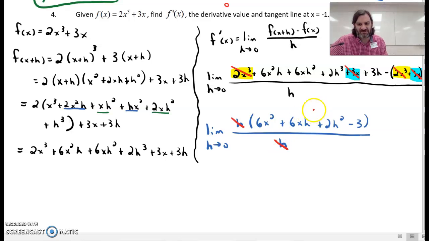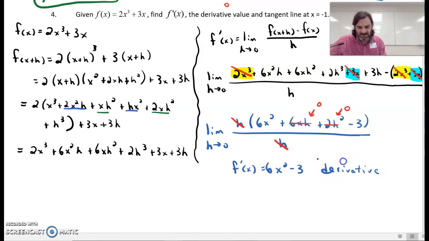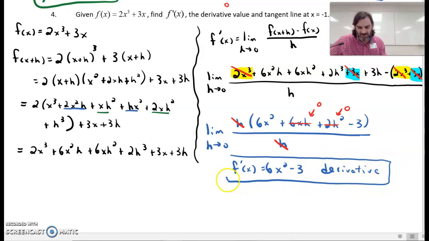I'm going to save myself a little bit of time, and I'm going to go ahead and let h be 0 in these cases, which will wipe out some other terms. And in the end, this derivative that we've been calculating, f prime of x, will be 6x squared minus 3. That's the derivative that I can use to calculate the slope anywhere I want along this curve, anywhere that's defined.